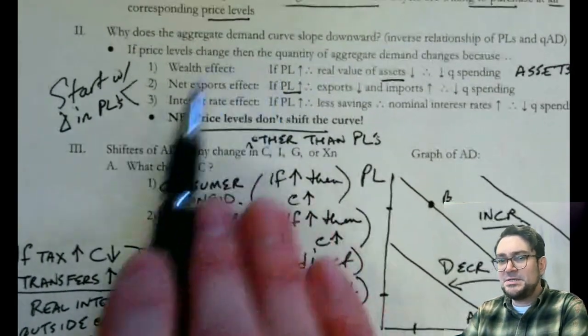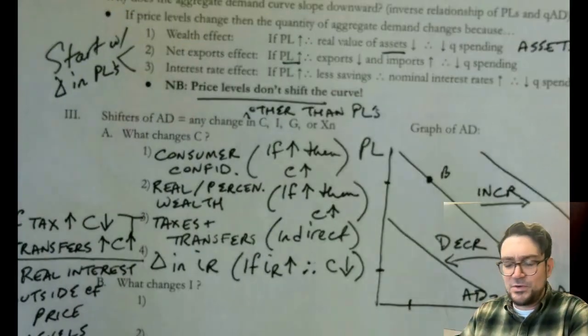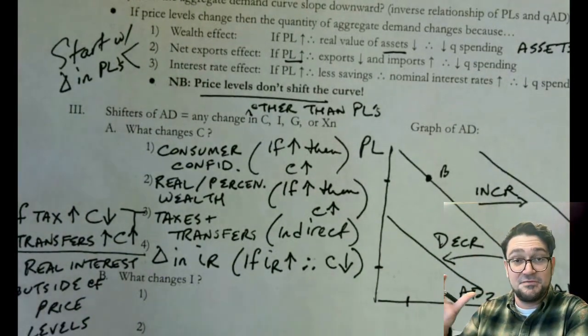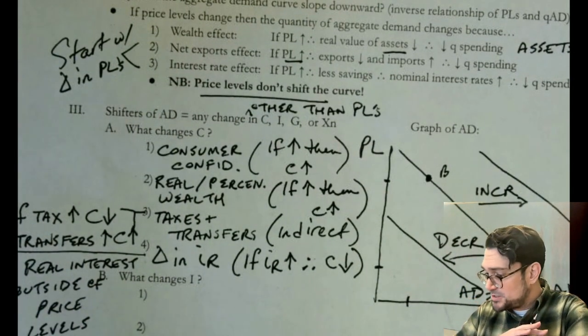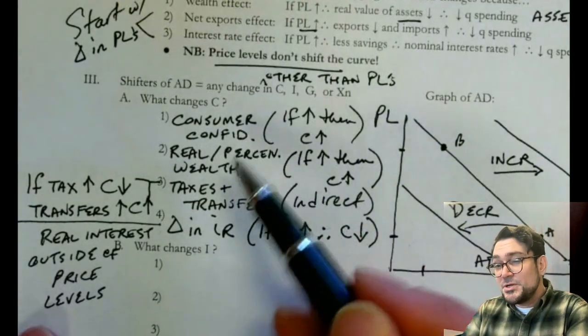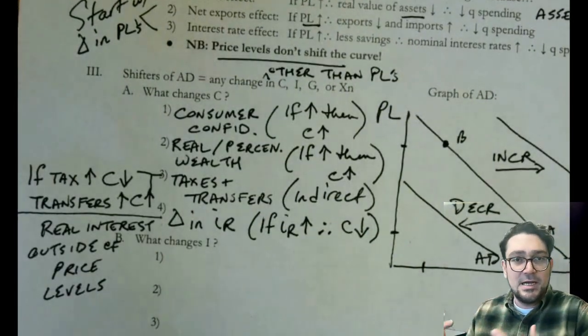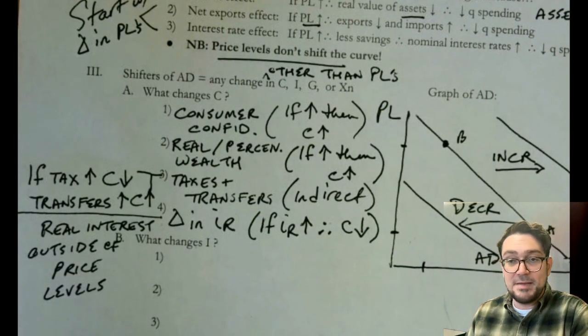So, kind of the first event is what we're going to be focusing on here. Is the initial event inflation? If it's a change in price levels, there's no change in aggregate demand. But there's these kind of other things that could affect it that aren't necessarily driven by price levels.